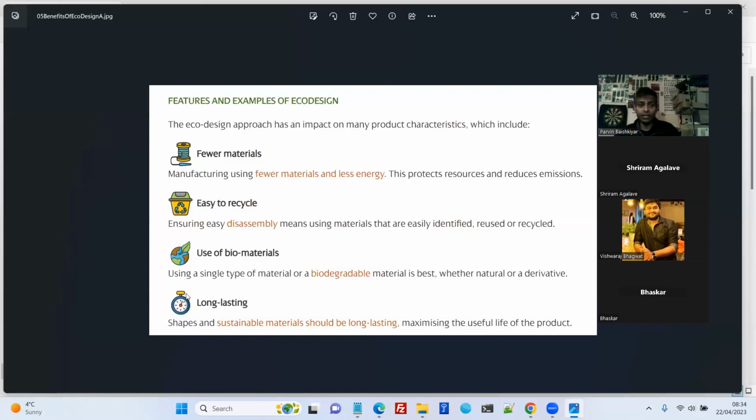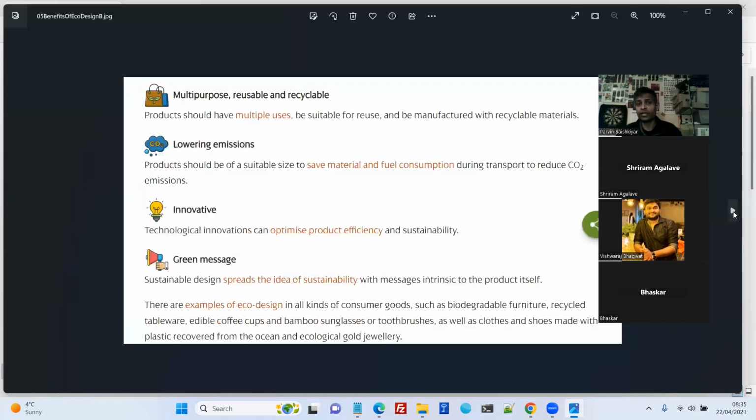Use biodegradable, single-use material. Suppose you have to use a carry bag, use a paper bag, right? If for temporary use, or maybe a jute bag, whether natural or derivative. Long lasting, safe, sustainable: the product should be long lasting, maximizing useful life. If you make a product which is long lasting, of course, it really has less impact. Multi-purpose, reusable, and recycled products should have multiple uses, be suitable for reuse, and be manufactured with recycled products.